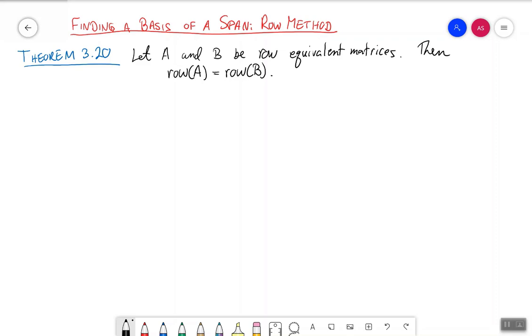Let A and B be row equivalent matrices. Then the row space of A is equal to the row space of B. In other words, the span of the rows of A is equal to the span of the rows of B. So let's go ahead and prove this.